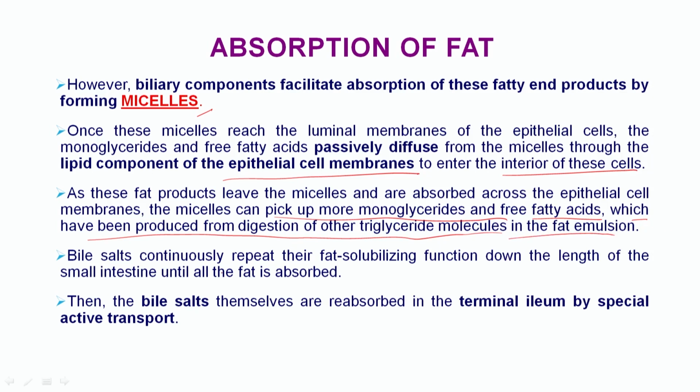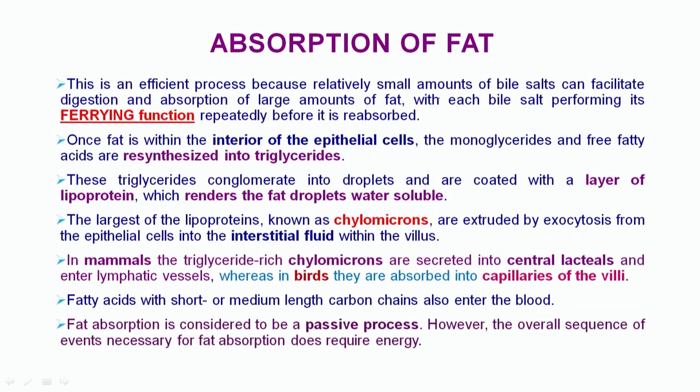The bile salts continuously repeat their fat solubilizing functions down the length of the small intestine until all the fat is absorbed. Then the bile salts themselves are absorbed in the terminal ileum by a special active transport. This is an efficient process because a relatively small amount of bile salt can facilitate the digestion and absorption of a large amount of fat, with each bile salt performing its functions repeatedly before it is absorbed.